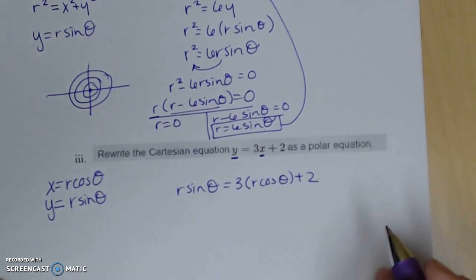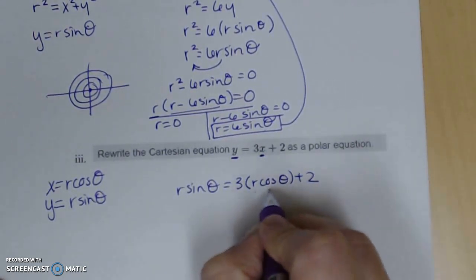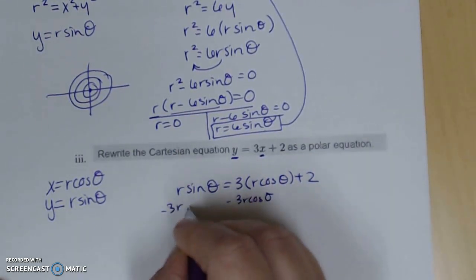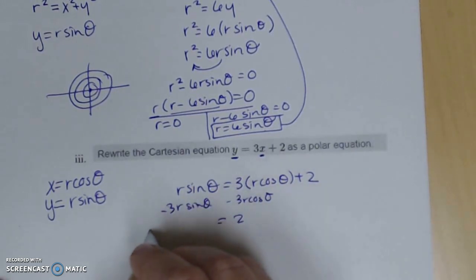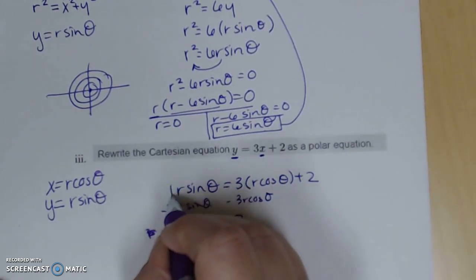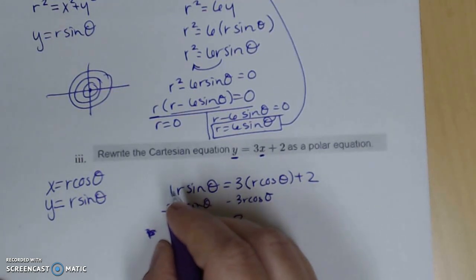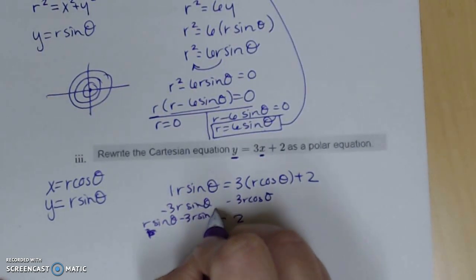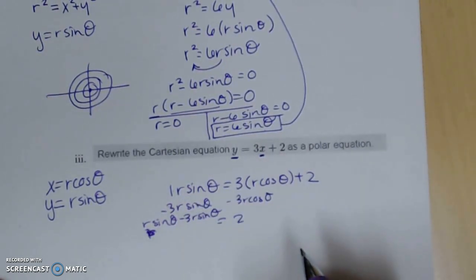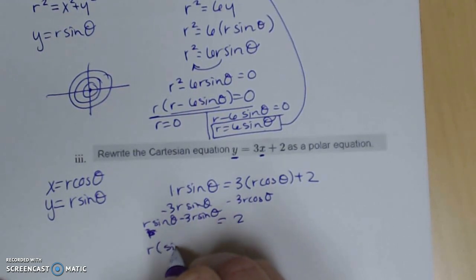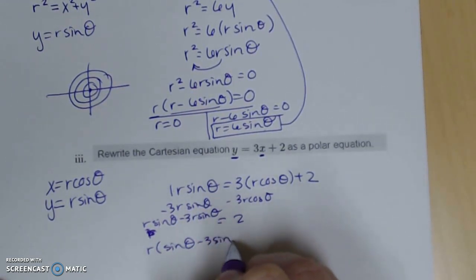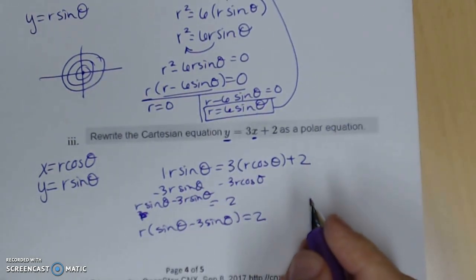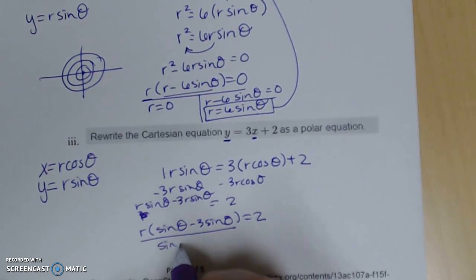Start combining like terms, moving things around. The parentheses doesn't protect anything in this, so I subtract it over to get all my r's together. So I get 2 equal to, let's see, this is a 1r minus 3r, so let's see, r sine theta minus 3r cosine theta. Factor out your r. Divide by this to get r by itself.